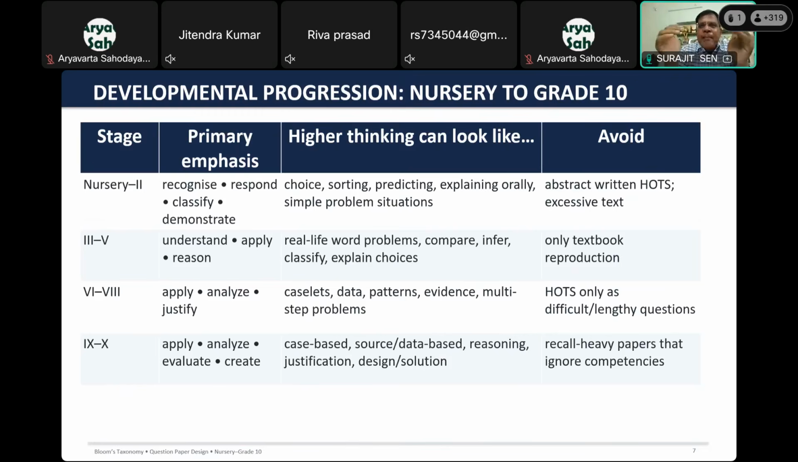We can put in data and ask the student to analyze from that data about a particular question. It can be on science, social science, mathematics, and so on. We can draw patterns and ask them to answer questions based on the pattern, and multiple step problems. What we'll avoid over here is too many difficult, lengthy questions, because that will take away the essence of learning.